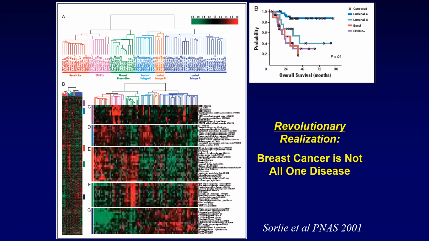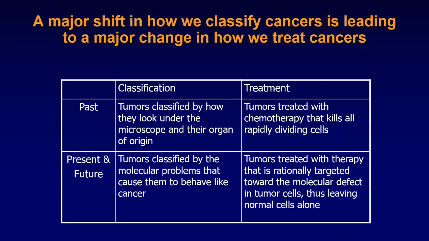By the way, these data come from the pre-Herceptin era. So if you or somebody you know has HER2 positive breast cancer, do not look at these data and be discouraged, because these are based on much older data.